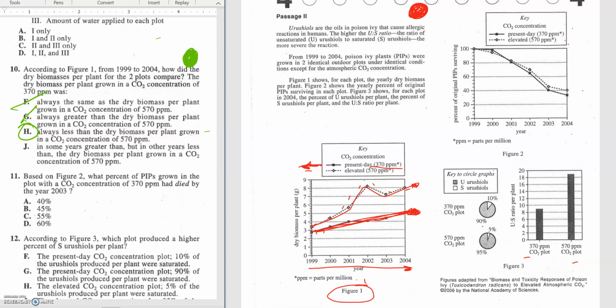But just to be thorough, I'm going to look at the last one just to show that H is the right answer. In some years it was greater than, but in other years less than. No, it was never greater than. It never crosses it. It just stays below it all the time. So I'm very confident. My answer is H.